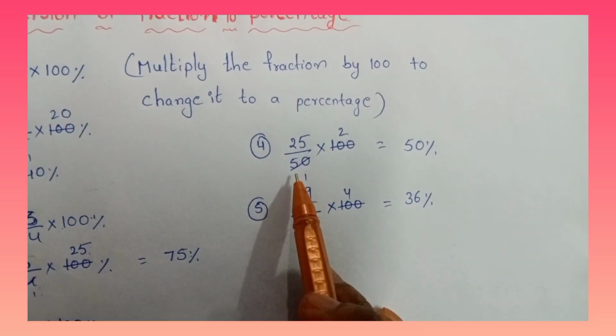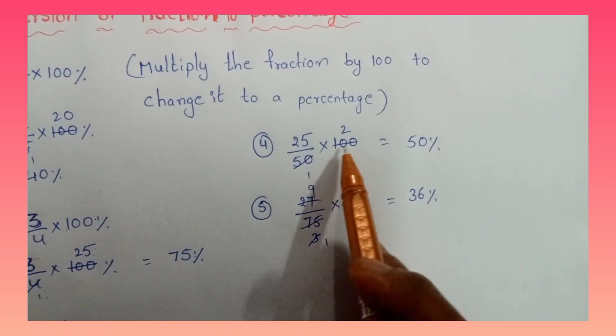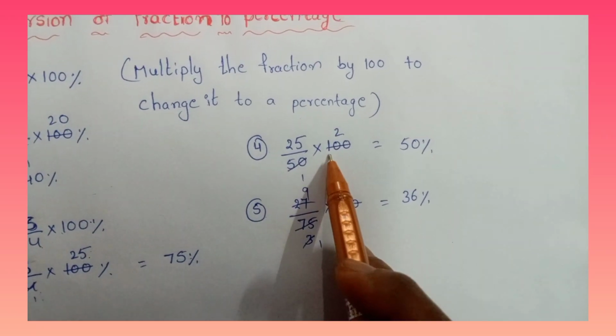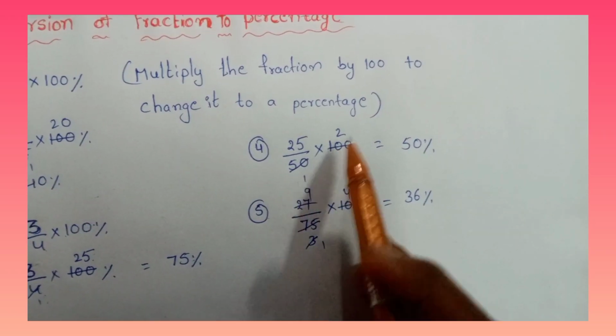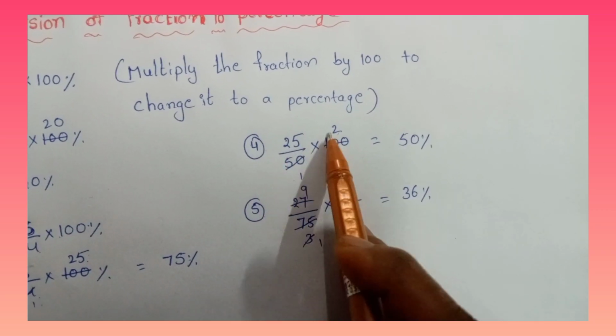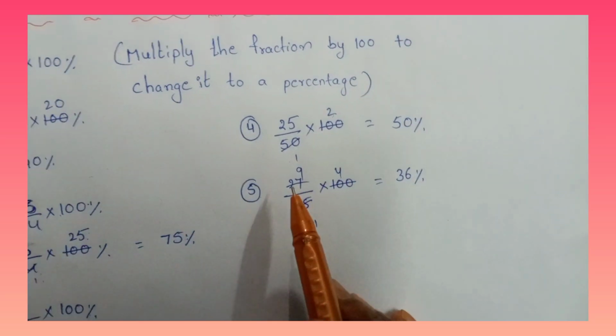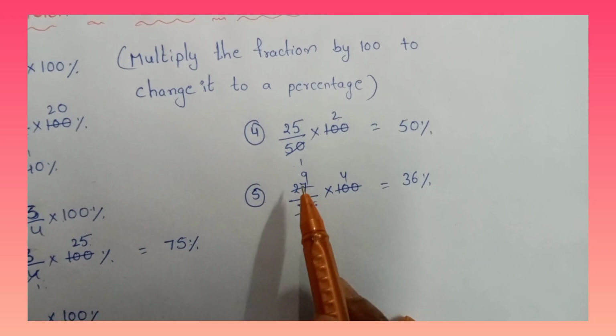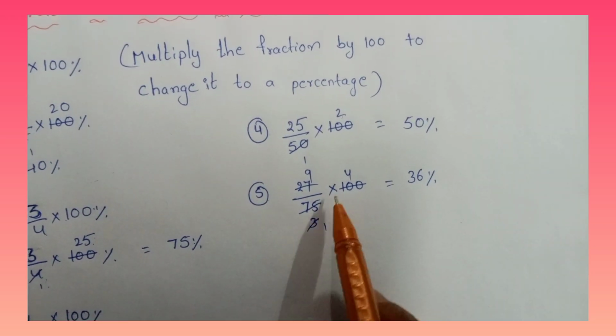Here 25 by 50 into 100. 50 and 100, reduce it. 50 ones are 50, 50 twos are 100. Then remaining 25 twos. 25 twos are 50. Next one we will go to is 27 by 75 into 100.